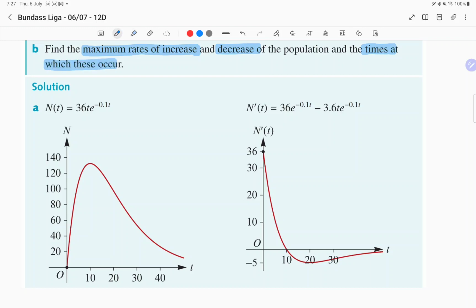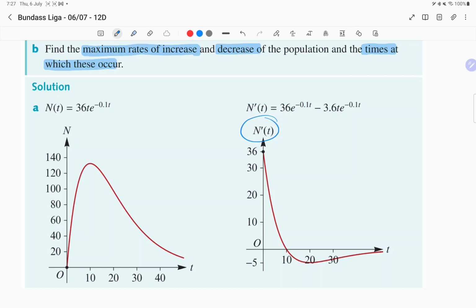So look at these two graphs. How would you do it? Let's say you already put the equation into the calculator to get the graphs. Right? How would you do it? Maximum rates of increase and decrease. Which graph do you use? Left or right? Left. Incorrect. The answer is right. Oh wait. Yeah, because it's just increasing.